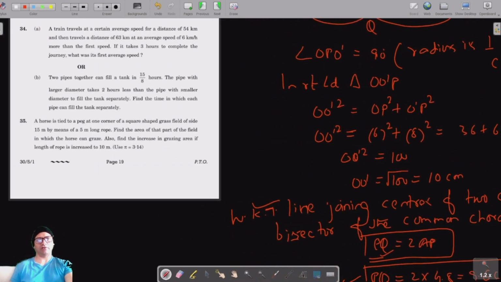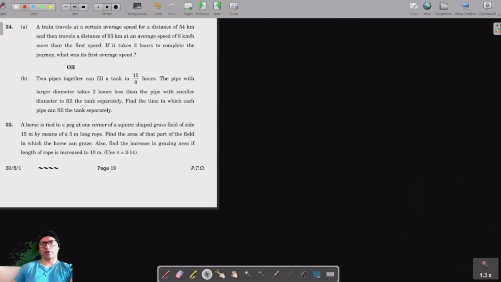Let's move on to the next question. For question number 34, part A, it's given that a train travels at a certain average speed for a distance of 54 kilometer, and then for a distance of 63 kilometer, its average speed increases by 6 kilometer per hour more than the first speed, and for the total journey it takes 3 hours to complete. What was its first average speed?